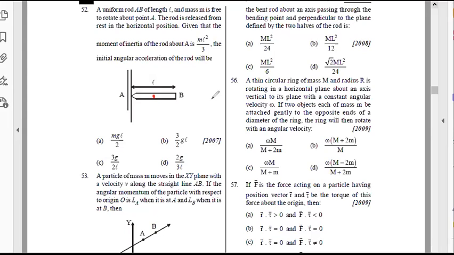Yes, Manoj, correct. The answer is C ना, because यहाँ पे ये कितना है? What is this distance? L by 2, right? Got it. So torque will be what? Mg into L by 2 is equal to I alpha. That's it. That's what you have to do. So the answer is C. Class में किया हुआ है हमारा ऐसा problem.